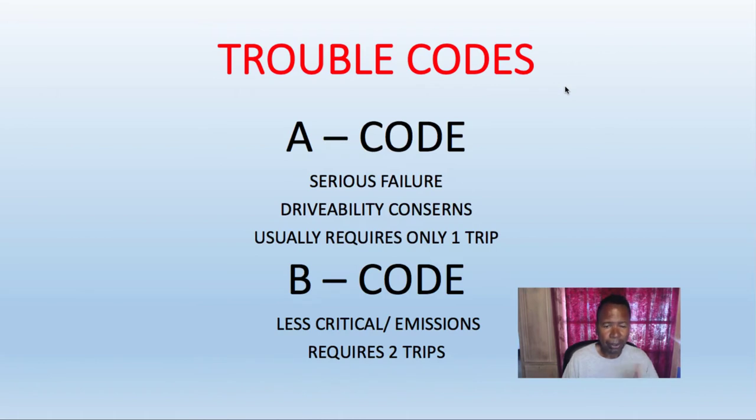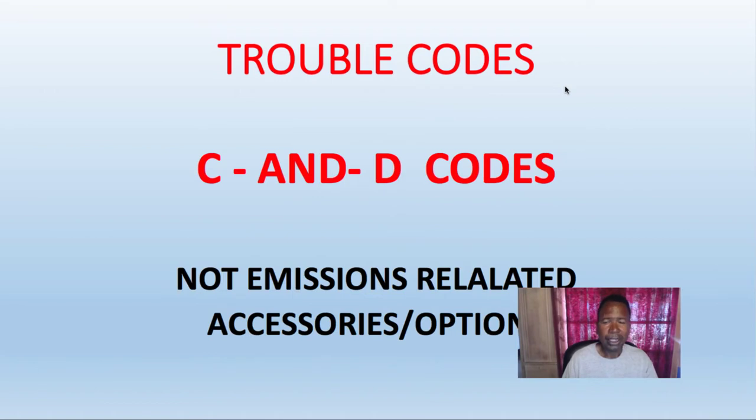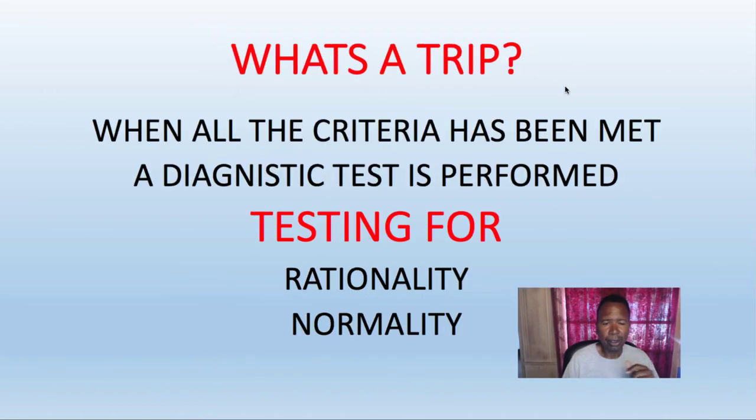Here's a type A code again. A serious failure, drivability concerns, usually requires only a one trip failure to turn that light on. A type B, less critical, emissions, requires two trips, meaning, like I said earlier, it's going to set a pending code first. C and D codes are not emission related.